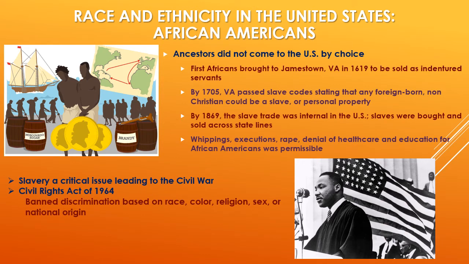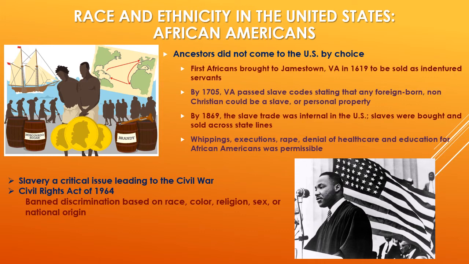Now, on the next few slides, we will focus on the history and current state of African Americans in U.S. society. So, of course, the ancestors of African Americans did not come to the United States willfully or by choice. The first Africans were transported to Jamestown, Virginia in 1619 to be sold as indentured servants.